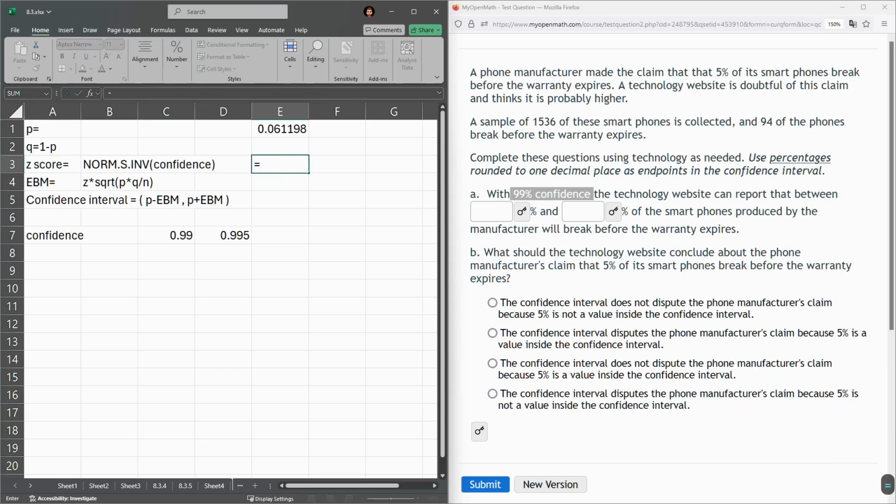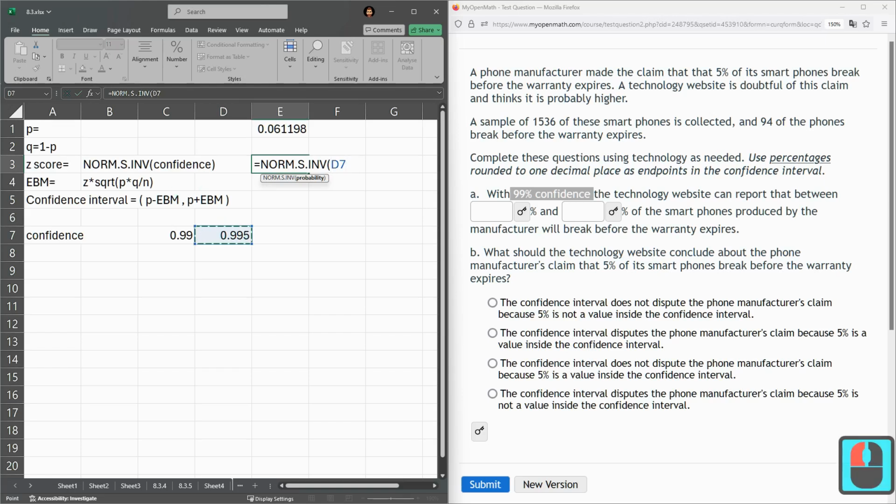So our z-score is norm inverse probability. Now you have to be careful here. This probability is not the confidence. Score. Oh, never mind. I used the wrong function. Norm s dot. I need to use norm s dot inverse. There we go. This only takes the probability. That is this confidence right here.